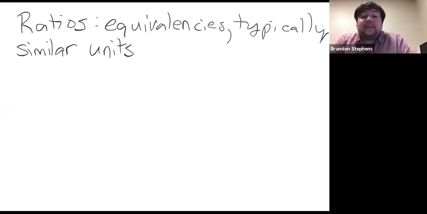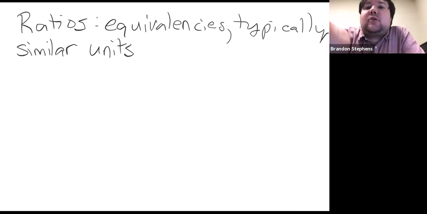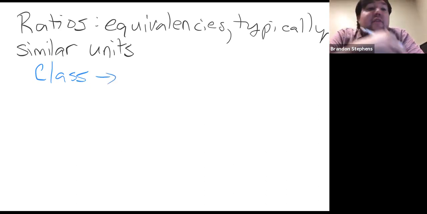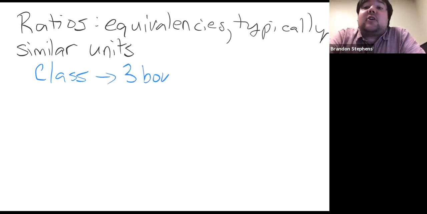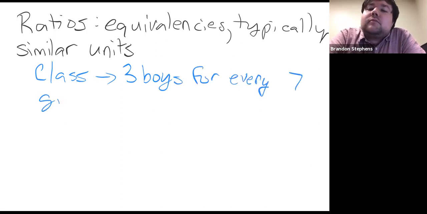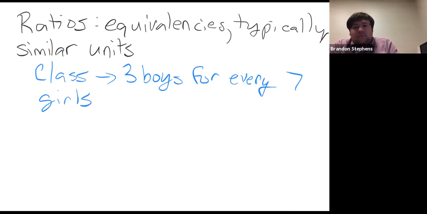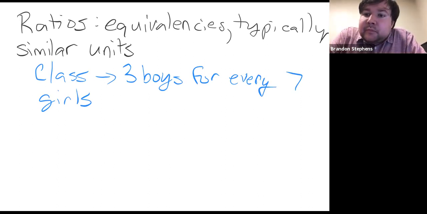So one example is, let's say we just have a class of people, a typical class. And we have 3 boys for every 7 girls. What this is really saying is seeing a group of 3 boys is going to be the same as seeing a group of 7 girls. It's going to be a very one-to-one kind of relationship between the two. That's going to be our ratio here.